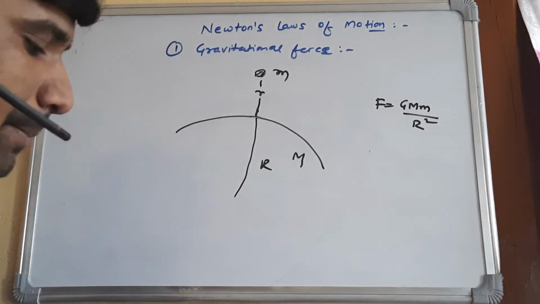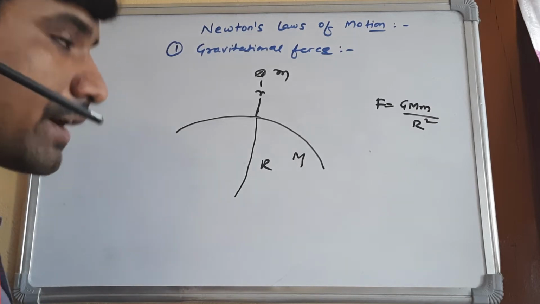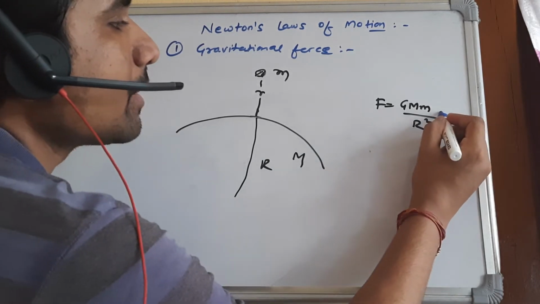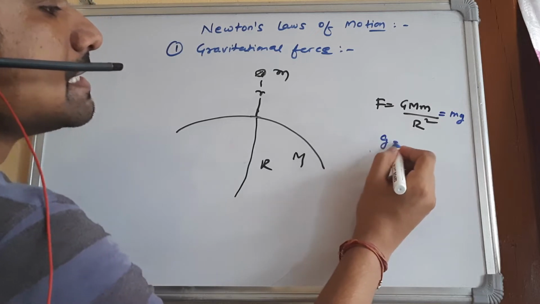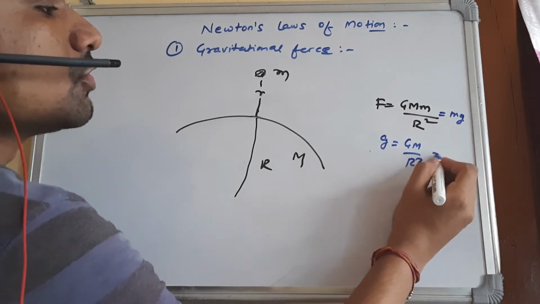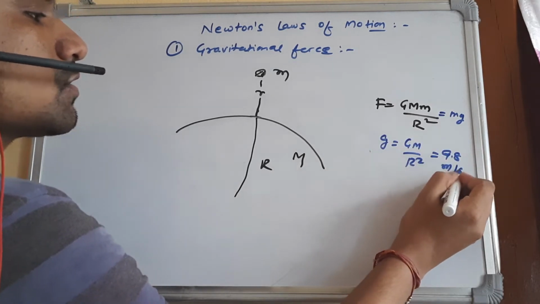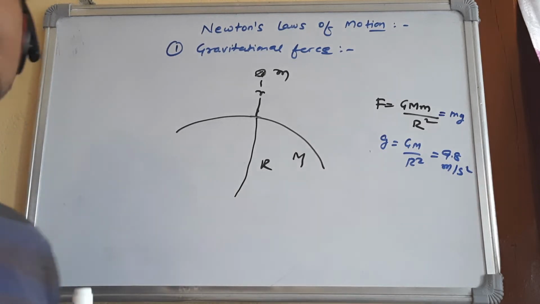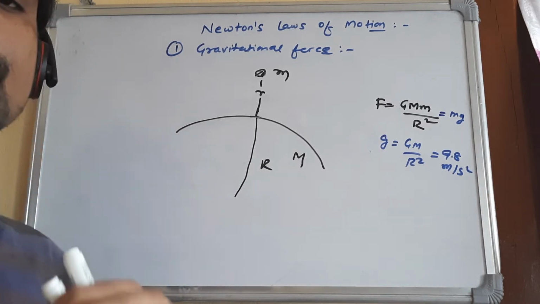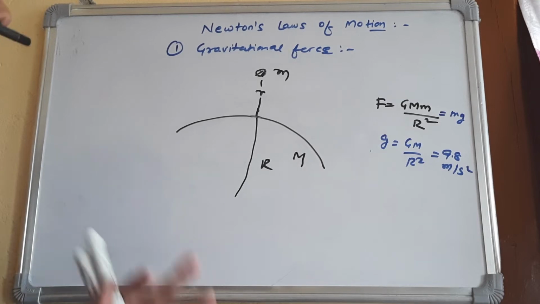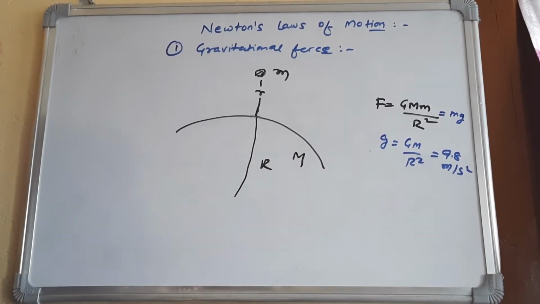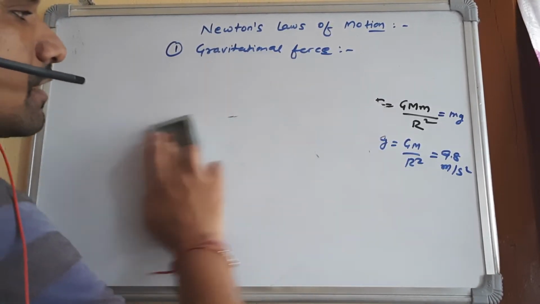If I apply it to find the acceleration caused, I can equate it to mg. And you know g is G M by R square, and the value you also know, which is 9.8 meter per second square. This acceleration is called acceleration due to gravity, which is caused by the Earth's gravitation on any body. So this is what we discussed as gravitational force. Next, let's talk about electromagnetic force.